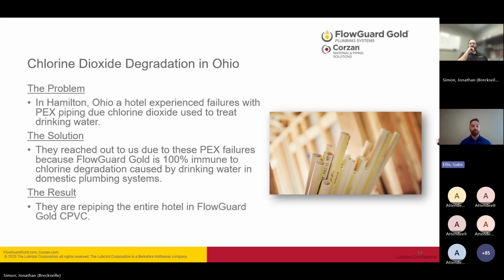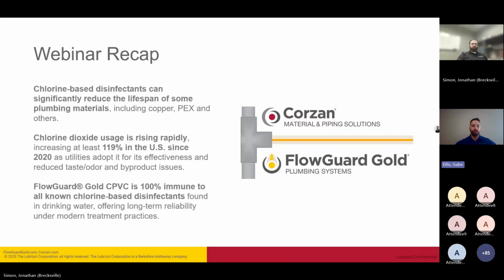And they reached out to us because they were having those failures, and they did a complete repipe of their entire hotel in FlowGuard Gold CPVC because they know that our plumbing material has been specifically designed to be 100% immune to any chlorine-based degradation in our drinking water today. So a real success story for us when it comes to the value that FlowGuard Gold brings to home builders, developers, as well as plumbers.